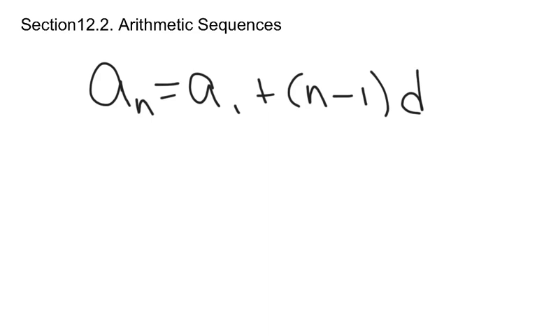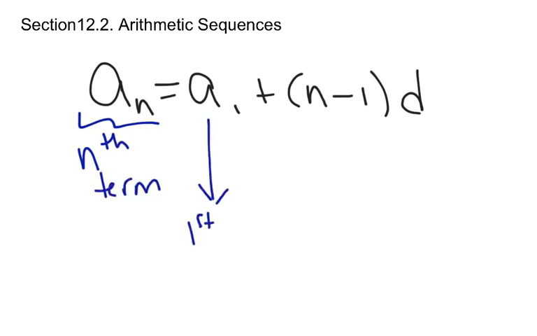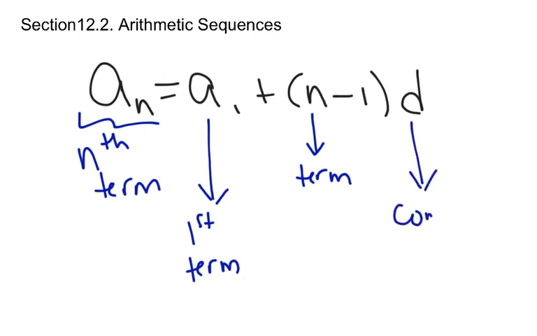This formula, a sub n is equal to a sub 1 plus n minus 1 times d, is the definition of an arithmetic sequence, where a sub n represents the nth term, a sub 1 represents the first term in the sequence, n is the term, so if you're looking for the 100th term, n is 100. D is called the common difference.